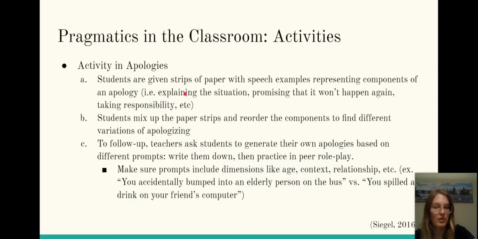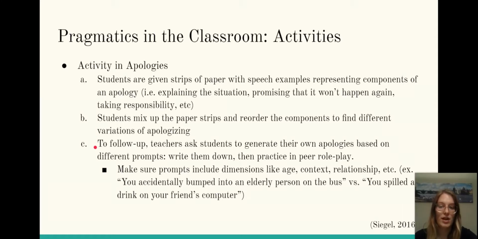And so those are different components of an apology, but students can mix up those strips into different orders to find different variations of apologies. So the apology could go in the order of explaining, I was playing soccer and broke your lamp. I promise it won't happen again. It was all my fault. Or you could put it in the order of, I'm so sorry. This was all my fault. I broke your lamp by playing soccer. I promise it will never happen again. And those kinds of reorderings can show students that there are multiple ways to apologize.